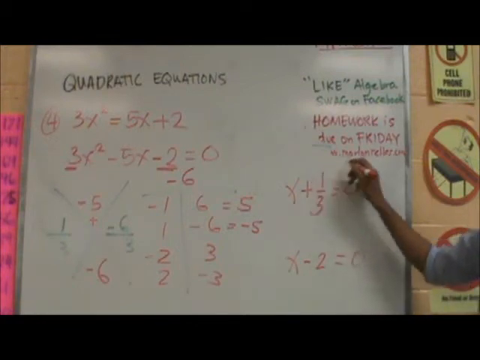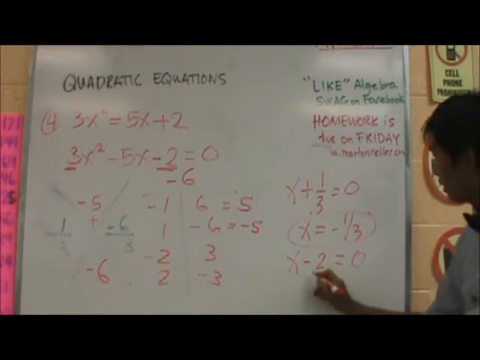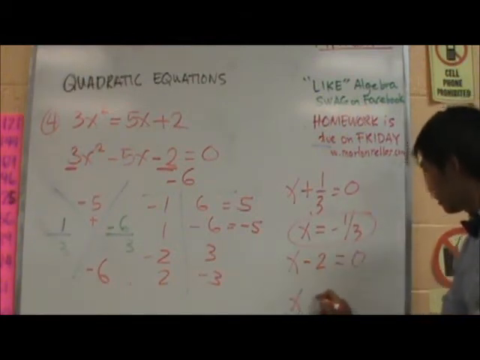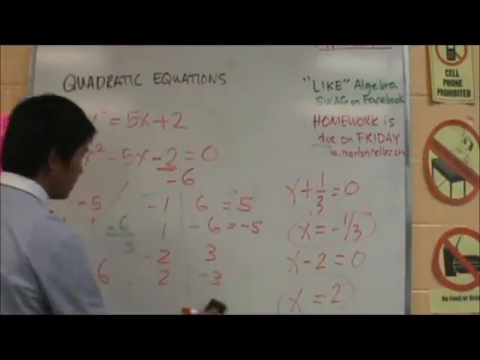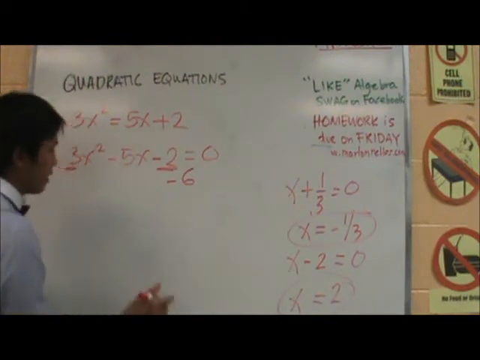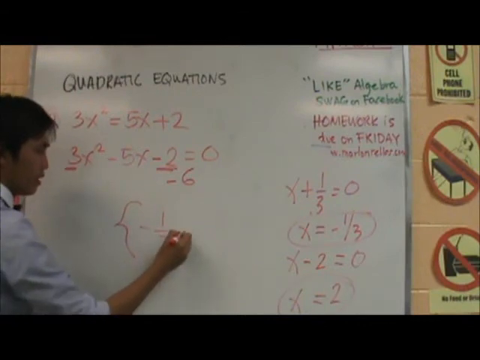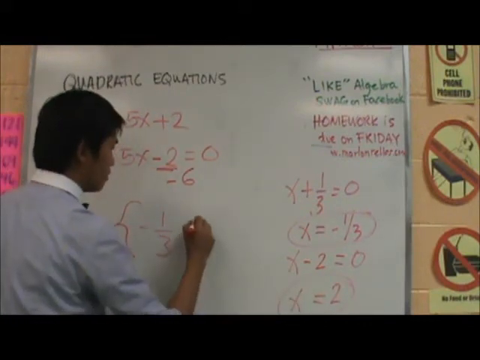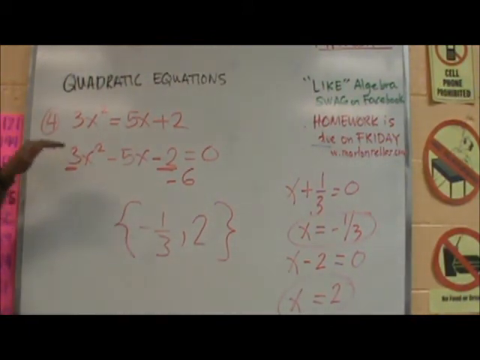So to solve for x, move this over, becomes x equals negative 1 over 3. And then move the negative 2 over, becomes x equals positive 2. Now, again, let's master how to write your solution set. For the solution set, it's going to be negative 1 over 3, and then the second one is 2. This is your solution set for number 4, 3x squared equals 5x plus 2.